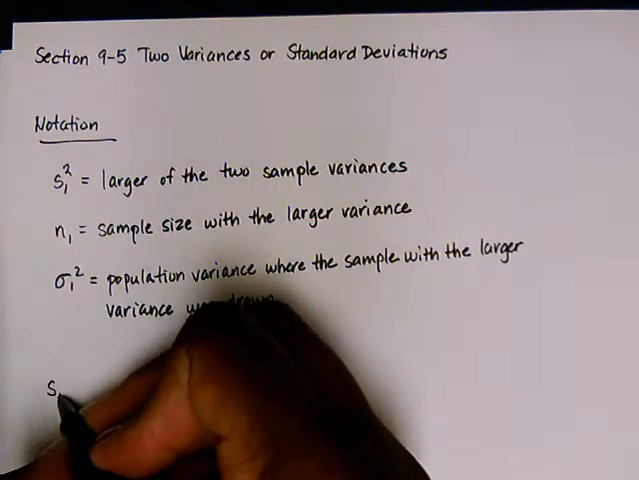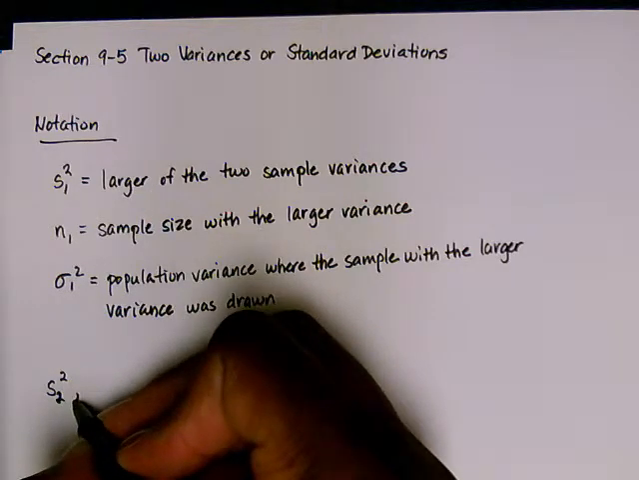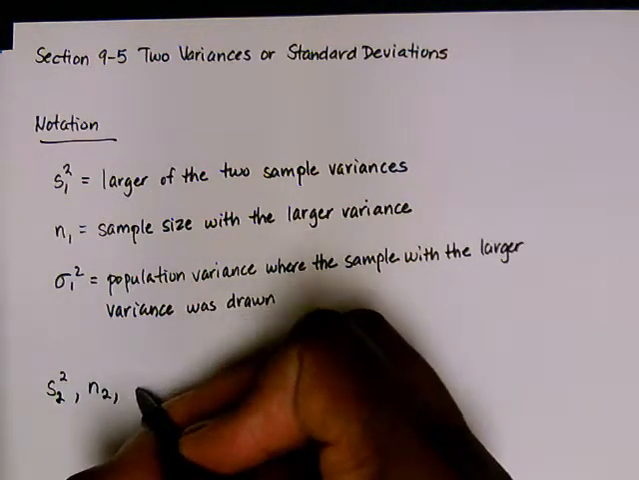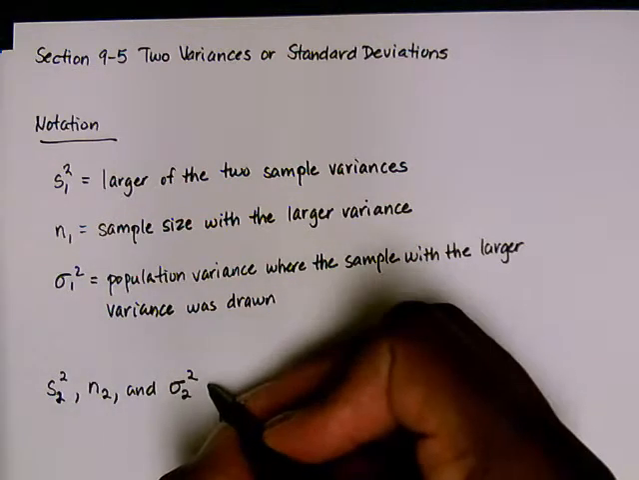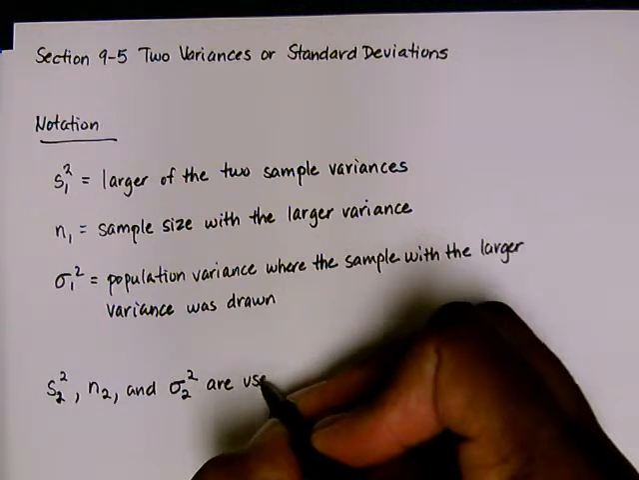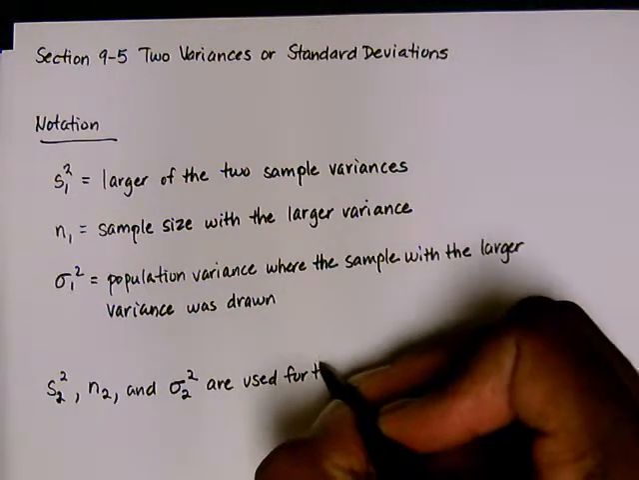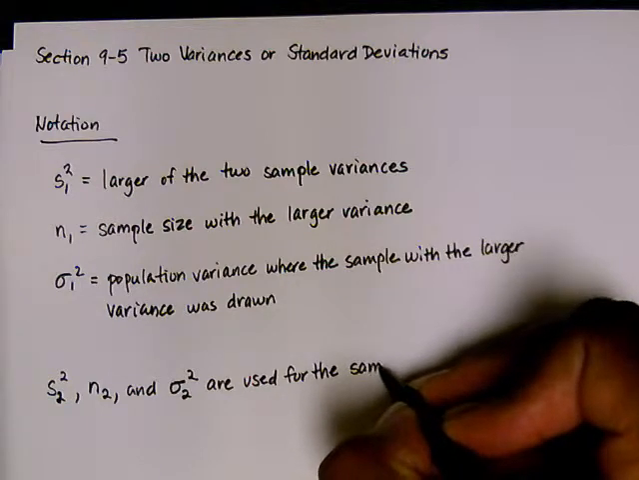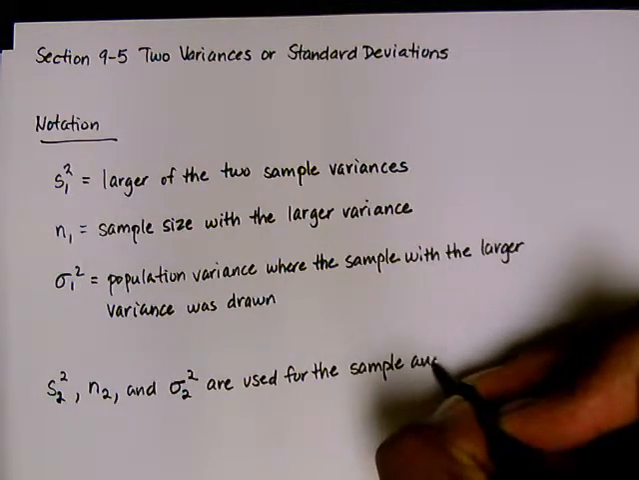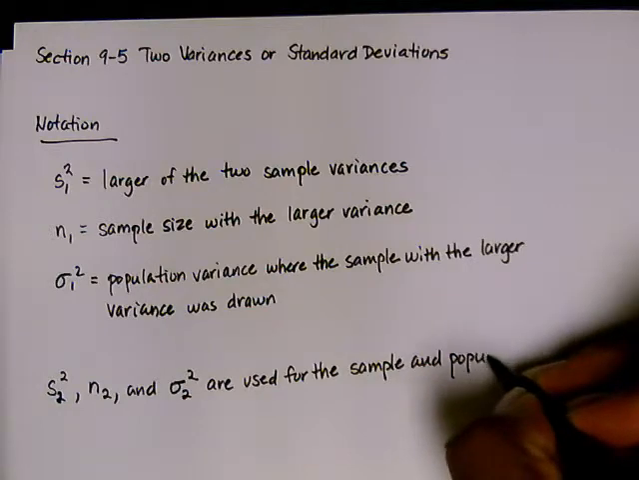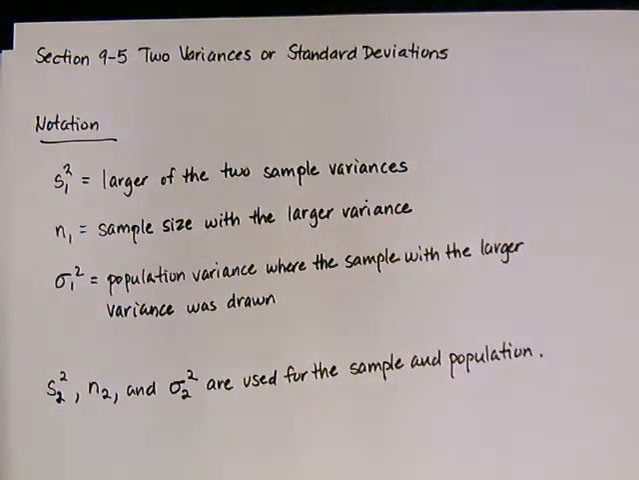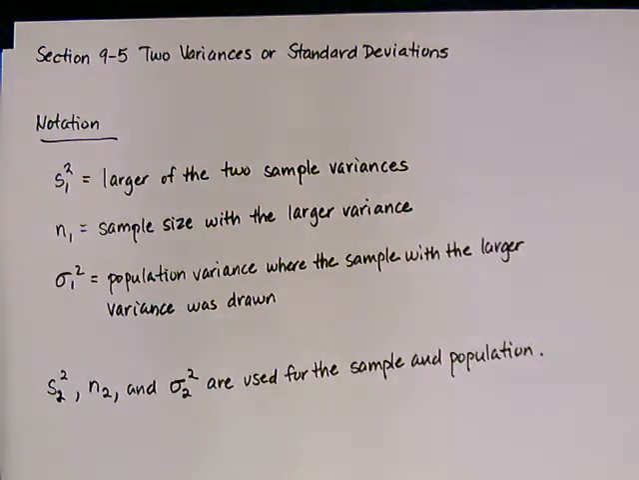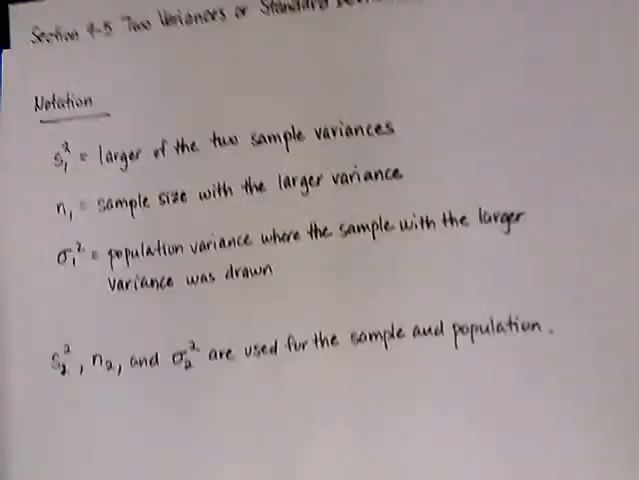And then you have your S2 squared, N2, and sigma 2 squared. Those are used for the other sample and population. Okay, so that's the notation that we'll be using in this particular video.